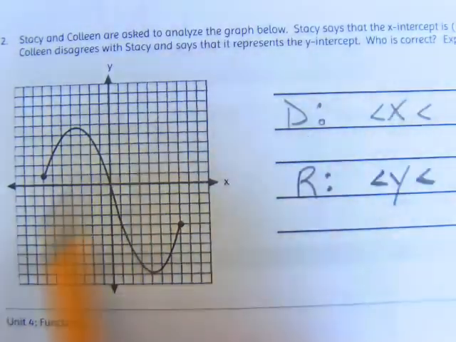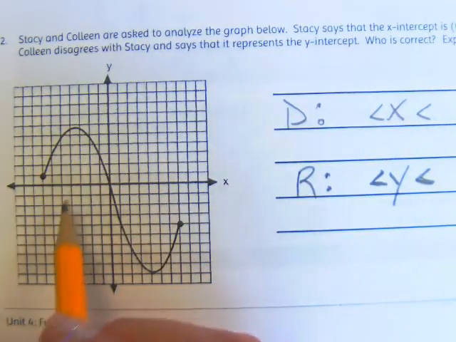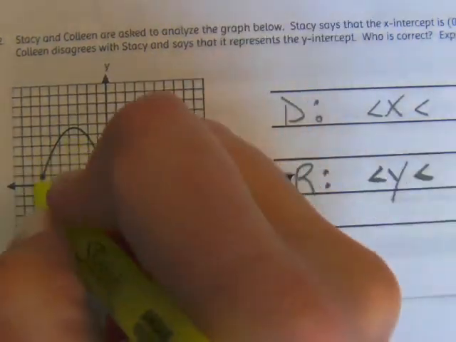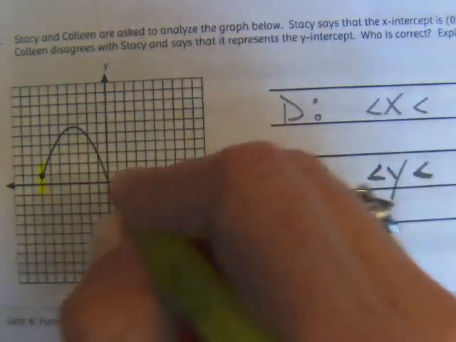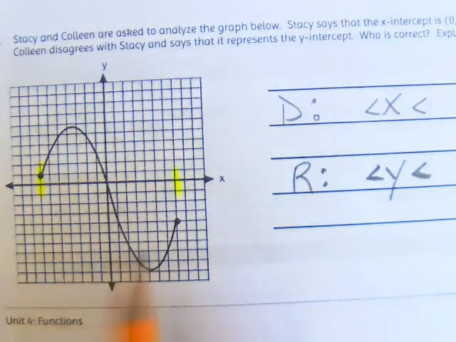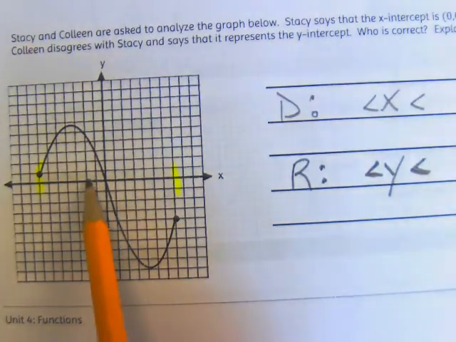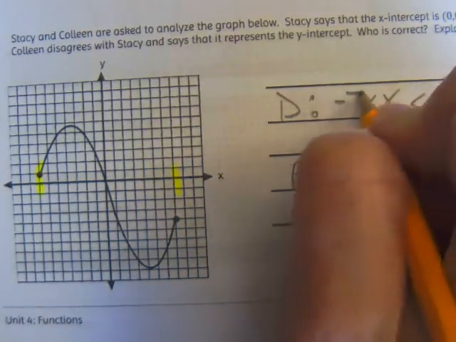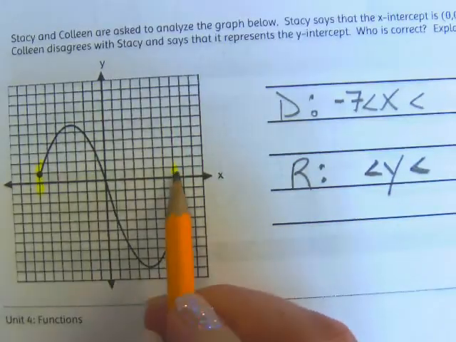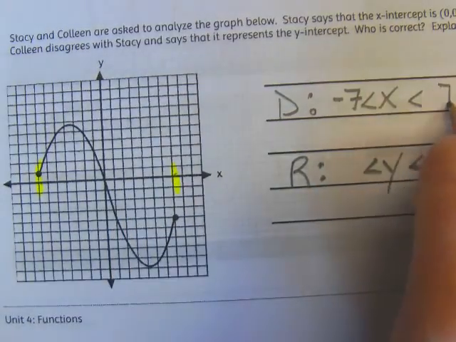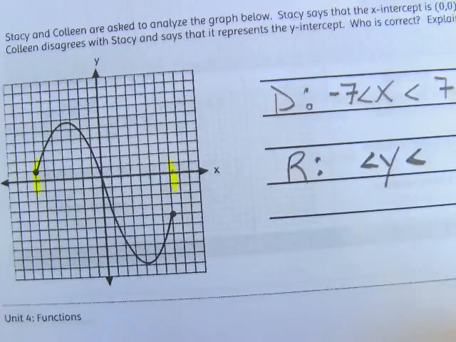Okay, and x goes left to right. So this thing, the furthest left that it goes is over here, and the furthest right that it goes is over here. So what x values are those? Back 1, 2, 3, 4, 5, 6, -7 again. And this value here, 1, 2, 3, 4, 5, 6, 7, +7. Okay, that is the domain.